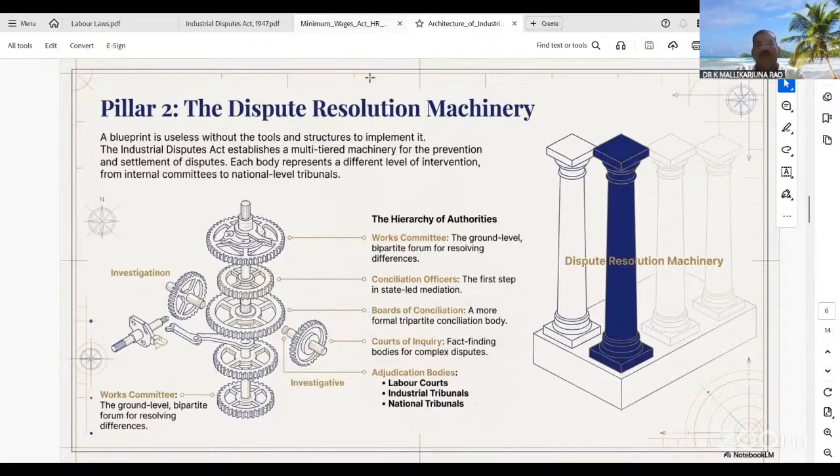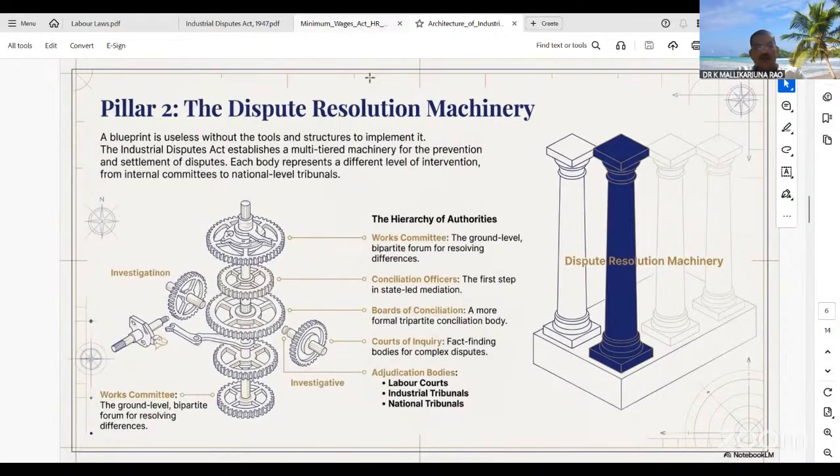Then, if the works committee is unable to resolve the issue, the second one can be the conciliation officer, the first step in state-level mediation. A state-level officer is appointed for conciliation purposes, and he will investigate what the causes are. He takes the initiative when the works committee is unable to solve the issue. Sometimes the conciliation officer is also unable to solve the issue.